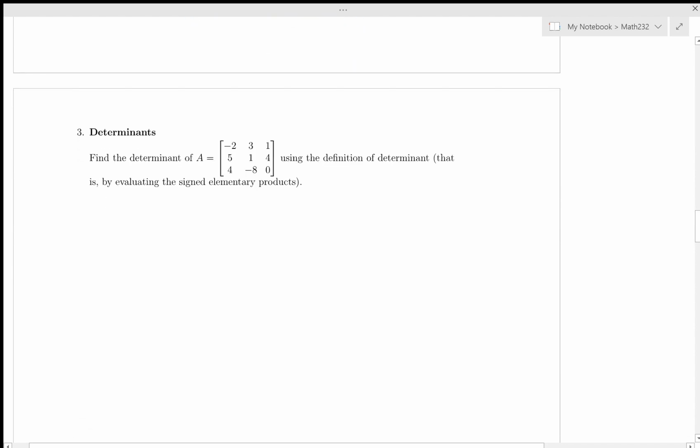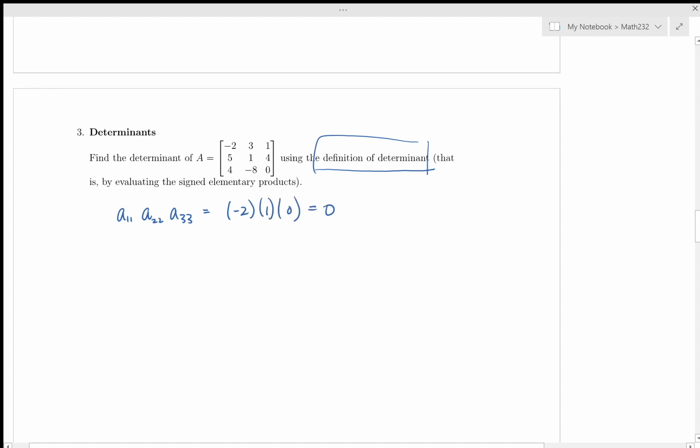Let us now proceed to calculate the determinant of a 3 by 3 matrix using the definition of the determinant, that is, by evaluating the signed elementary products. This is a time-consuming procedure, so maybe stop the video, do it yourself, and then fast forward through me doing it, and see if you got the same number. Possibly catch an arithmetic mistake by me, or figure out how to make sure you know how to do this yourself.